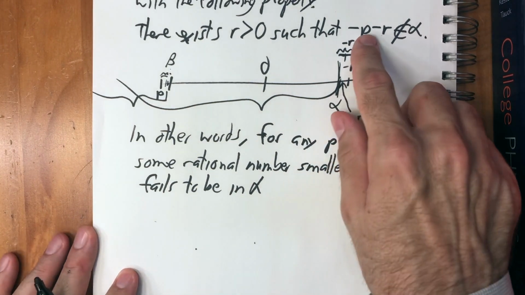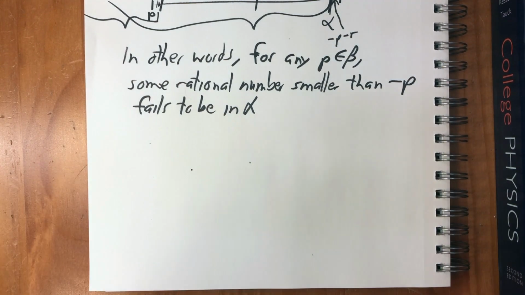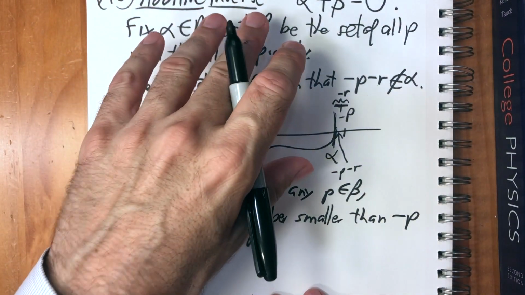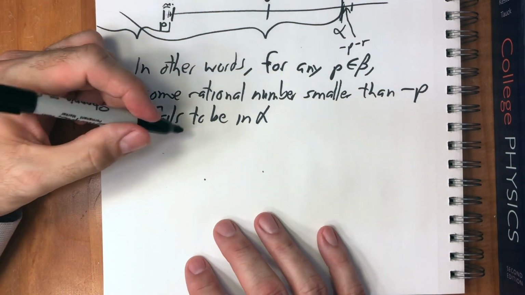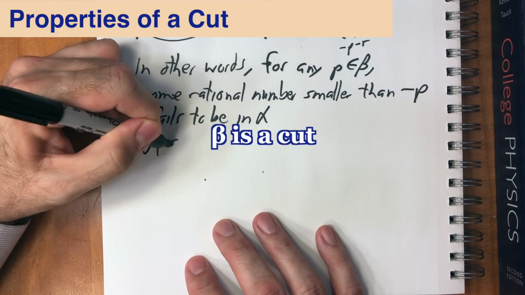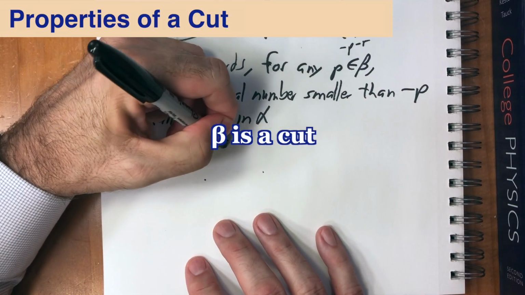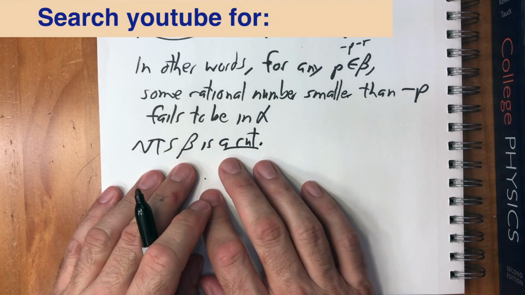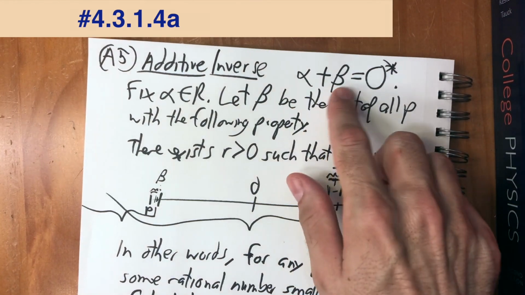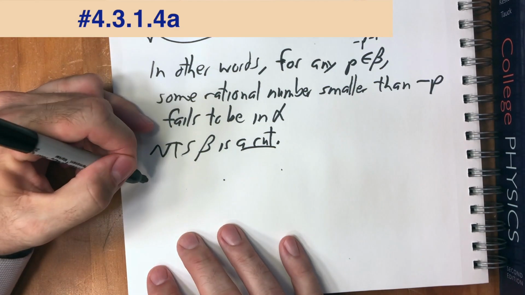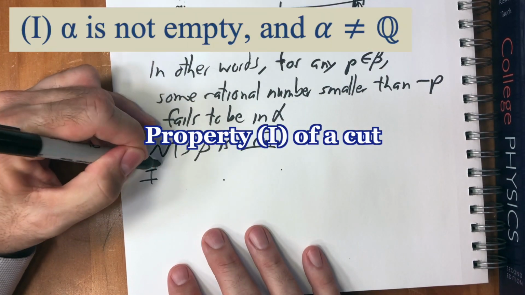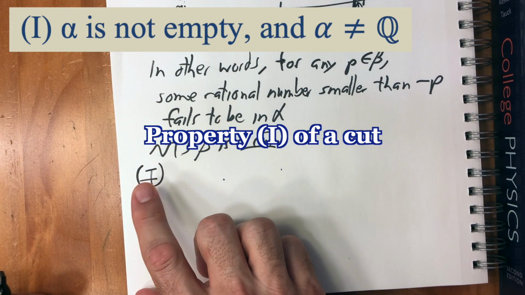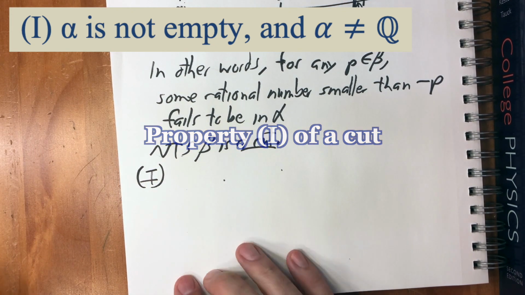That's what we're saying. That's what this means. Okay, so now again, we've defined this number. Once again, now we need to show that beta is a cut. That's the first order of business, and then we'll have to show that in fact alpha plus beta equals 0. So to show it's a cut, we have to show it follows the 3 properties. So 1, not empty, not all the rationals.